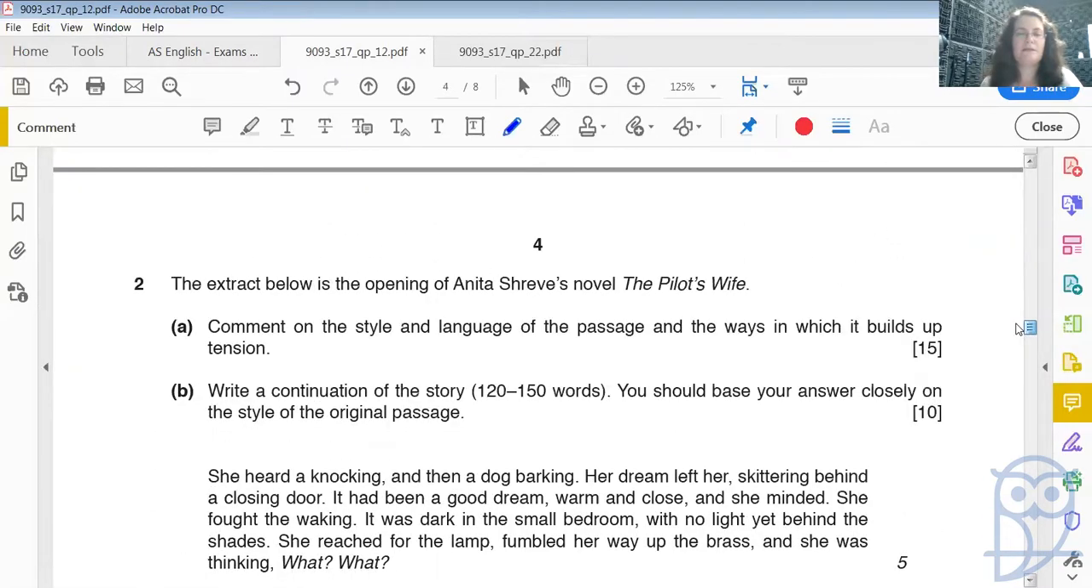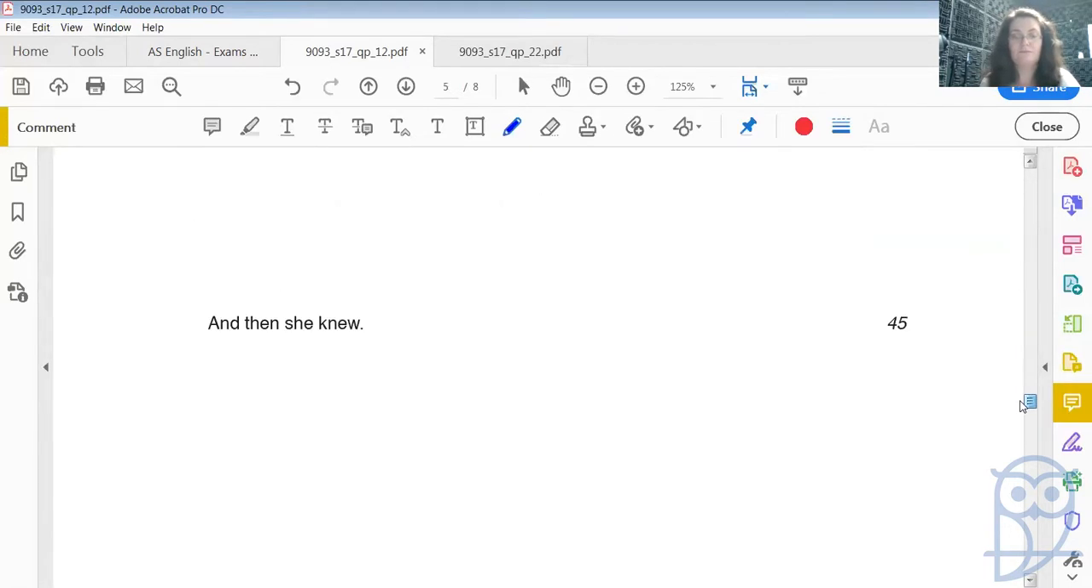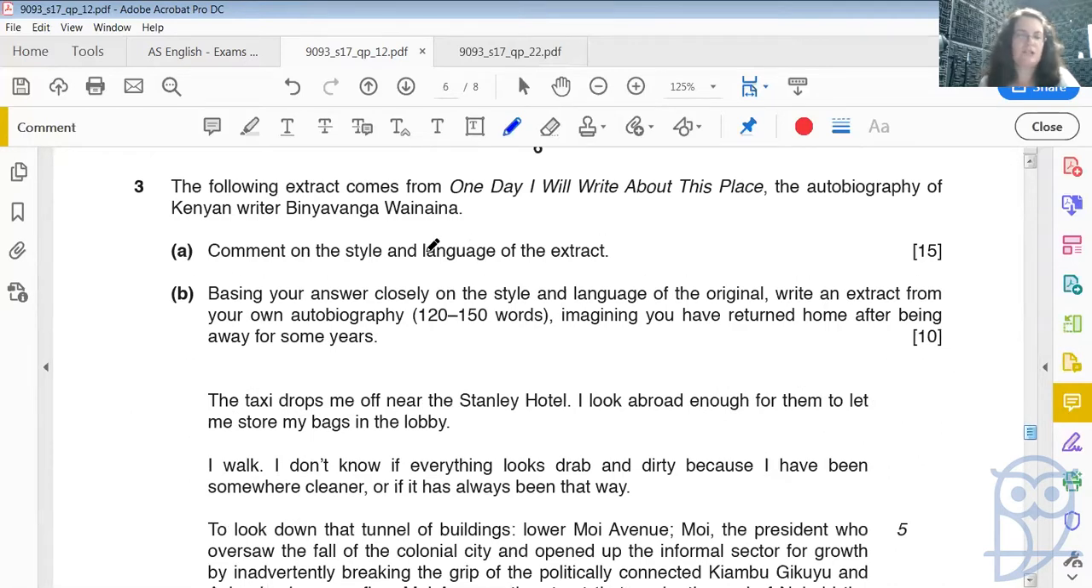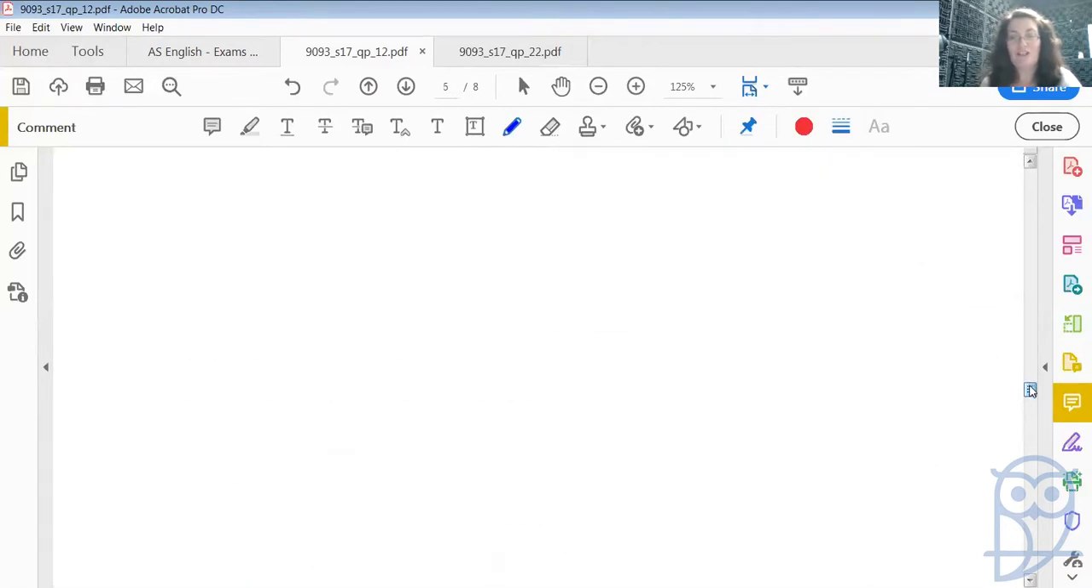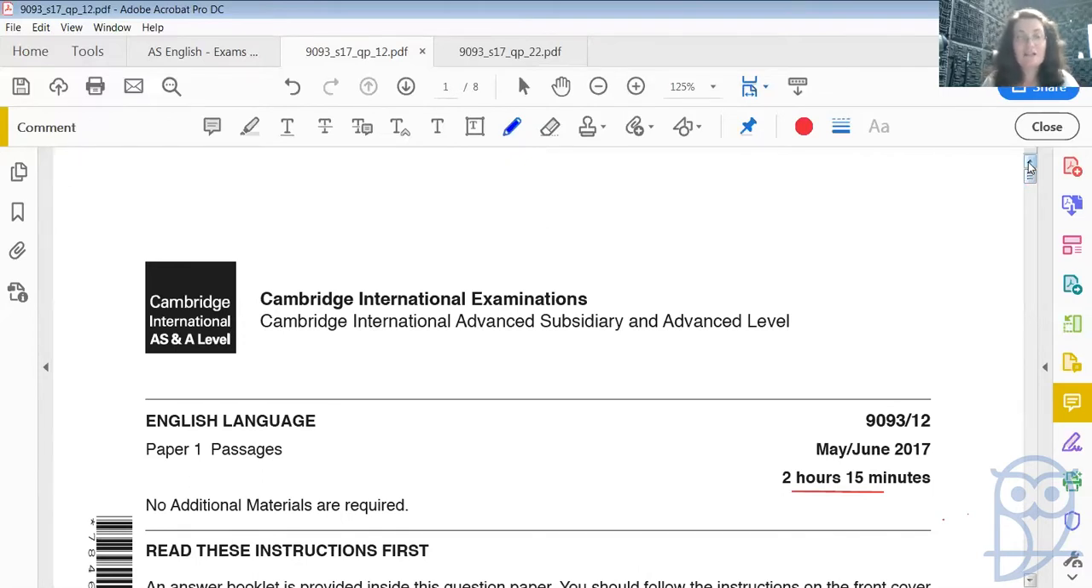And then let's look at some other things that you should pay attention to. So for example, this one, comment on the style and language of the passage and the ways in which it builds up tension. So this should be one of the main focus points that you explore as you go through the passage. This one's just a general style and language. Write an extract from your own autobiography. Imagine you have returned home after being away for some years. So make sure you read the question very, very closely and go back to the question from time to time to make sure you are on the right track.